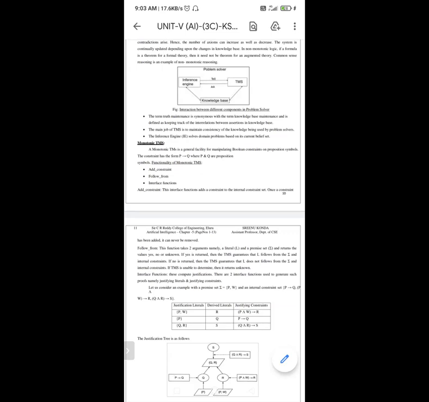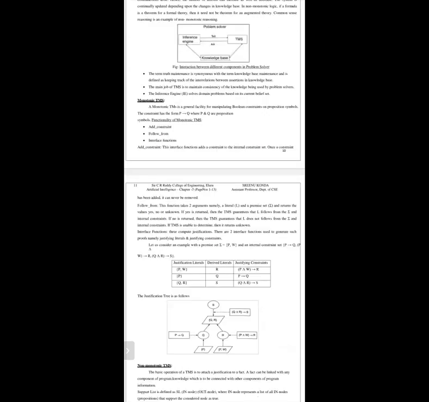Now let's consider an example here. Our premise set is sigma equals P comma W, and the internal constraint set is P implies Q, next, P and W implies R, next, Q and R implies S. These are given, right? Now let us write three things: justification literals, derived literals, and justifying constraints.